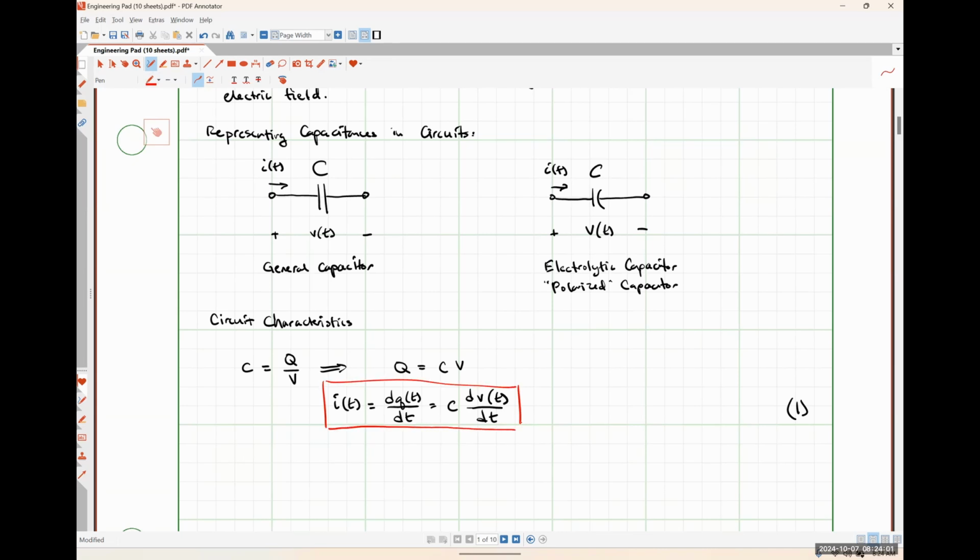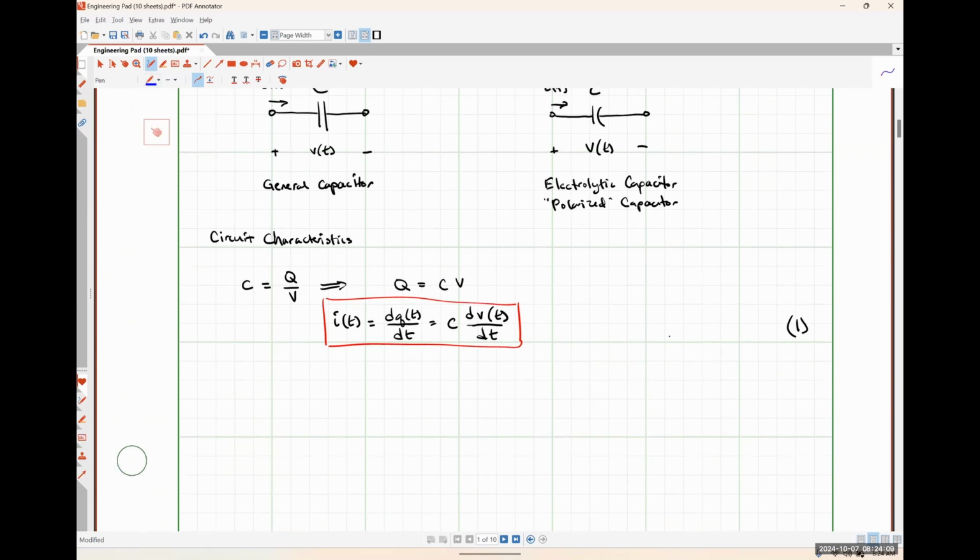Now, this should look very familiar. On last Friday, I'm doing this in a different color, we learned that for an inductor, according to Faraday's law of induction, the voltage drop across an inductor V was equal to L times di by dt.